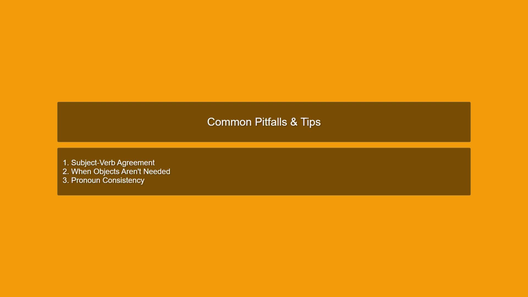Lastly, remember that while SVO is the most common structure in simple sentences, English does allow for variations, especially when you add phrases of time, place, or manner, or when you form questions. However, these variations usually still rely on the core SVO idea for clarity.